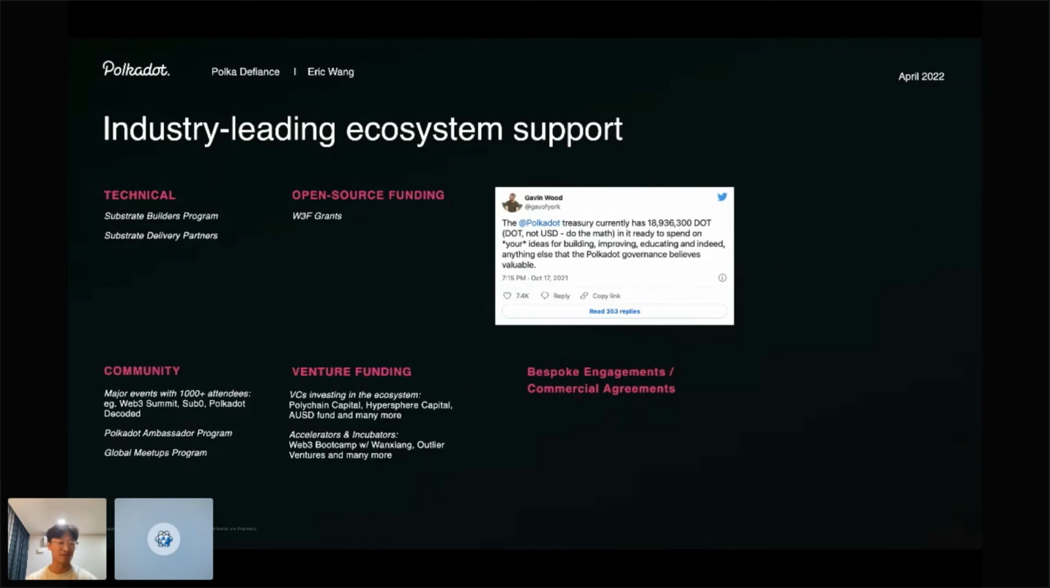And there's always been a number of venture funding opportunities within the ecosystem, as well as incubators and accelerators. And since last year, we've also begun starting a number of bespoke engagements and commercial agreements with various builders to give them tailored support if they're not, for example, one of the things that I already mentioned. So the point here is that no matter what kind of builder you are and what kind of support you need, I think there's potentially something we can work out that could make your entry into Polkadot, or your development on Polkadot, a little bit easier.